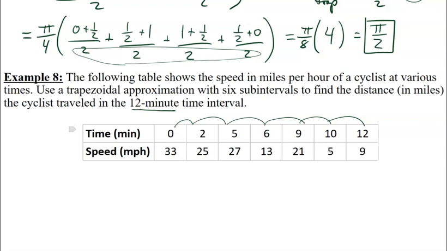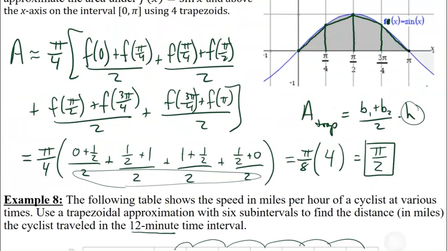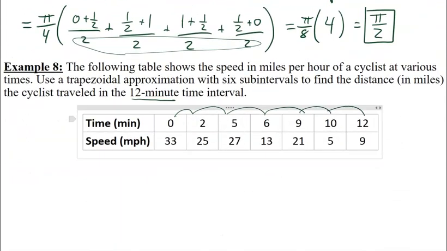Okay, so again, first thing I want to do is put the width on each of these because they are not the same, unlike the one up here where the width was pi over 4, so I factored that to the front. So I'm going to put my delta t on top, and so it's going to be 2, 3, 1, 3, 1, and 2.